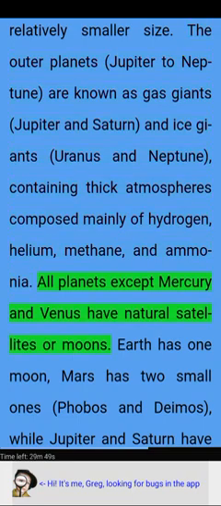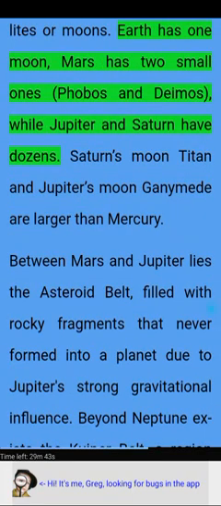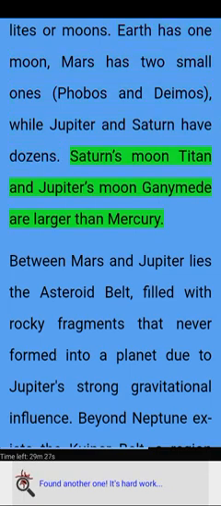All planets except Mercury and Venus have natural satellites or moons. Earth has one moon, Mars has two small ones, Phobos and Deimos, while Jupiter and Saturn have dozens. Saturn's moon Titan and Jupiter's moon Ganymede are larger than Mercury.